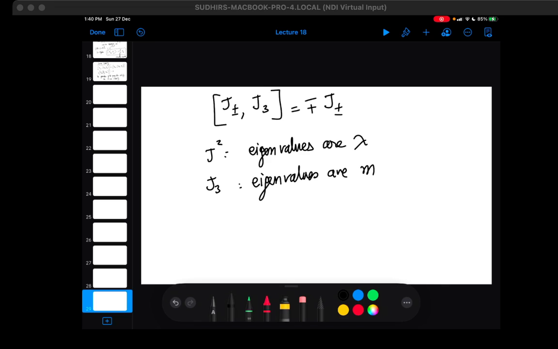So what we have is J square acting on |λ, m⟩ will give you λ essentially, because it's the eigenvalue of J square, and J3 acting on |λ, m⟩ will give you m, because that's what we defined essentially. Now what will happen if J plus/minus acts on this |λ, m⟩?